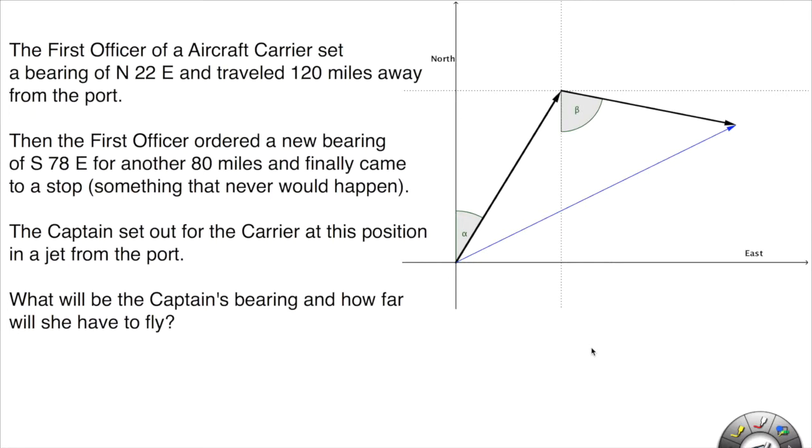Alright, this is an example of using bearings and law of sines, law of cosines, depending on how the information falls. So here I just made up a little story. The first officer of a carrier set off at a bearing north 22 degrees east and traveled for 120 miles from the port. Then he ordered a new bearing of south 78 degrees east for another 80 miles, and then came to a stop, something that a carrier would never do. But we needed it to be still for this problem.